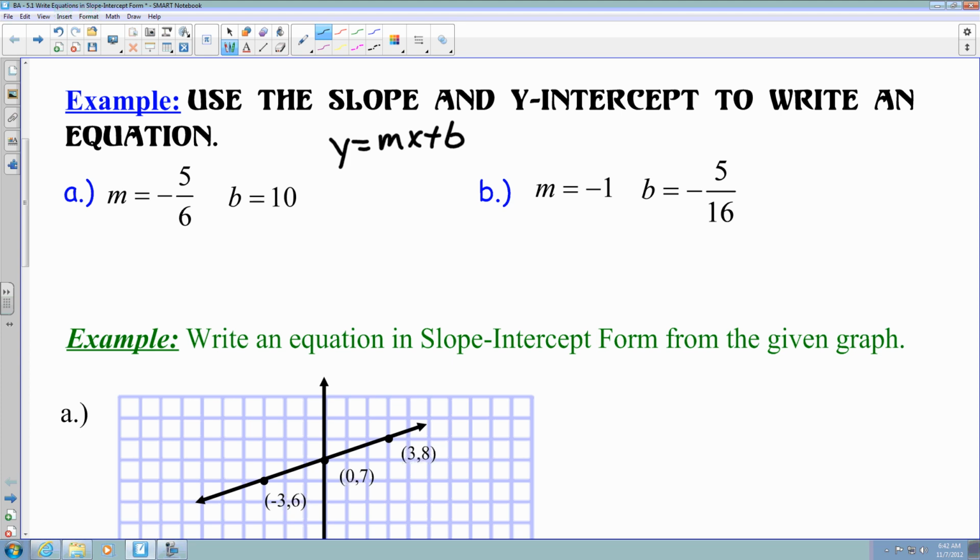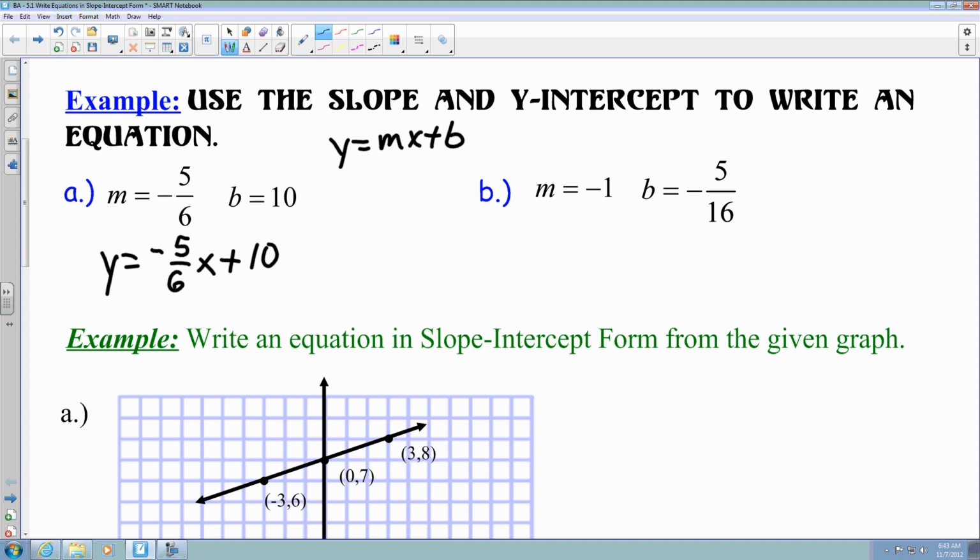So for a, we'll go y equals, and we have an m. Our m for this particular example is negative 5/6. So if we substitute that in for m, we have our x, and now we'll have a positive 10, so I can write plus 10. So for a, the equation for this particular slope and y-intercept is y equals negative 5/6 x plus 10.